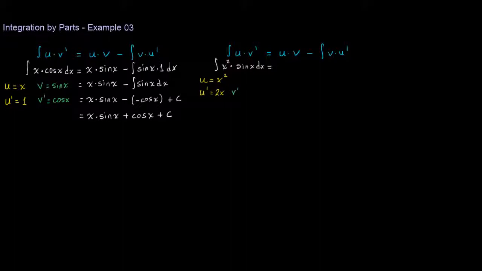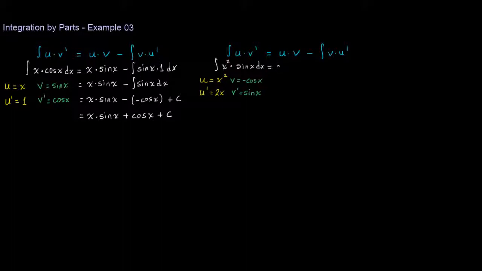So v prime is equal to sine of x. When I integrate this, because we're required to find a v in order to fill in the blanks here on the right side, its integral will be equal to negative cosine of x. There it is. So now let's write this down. Let's see where we get.